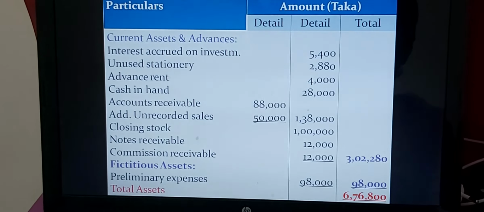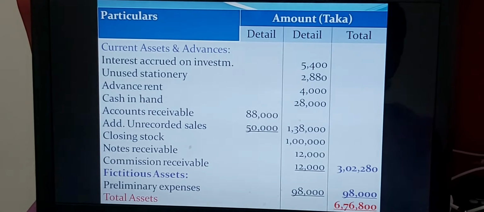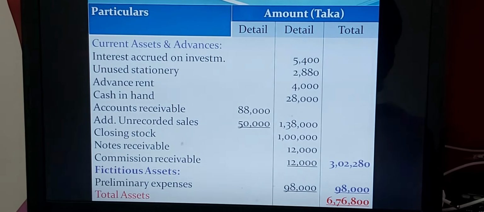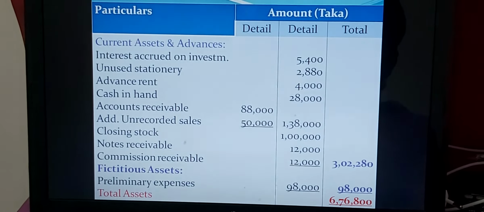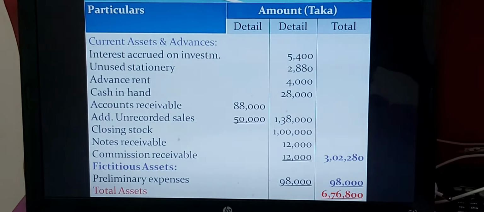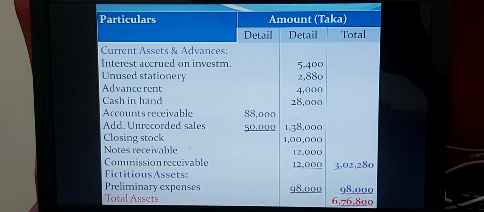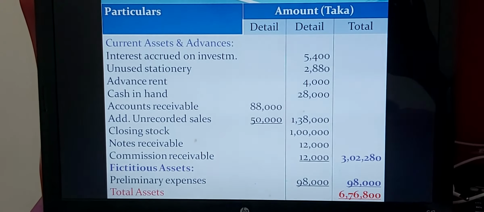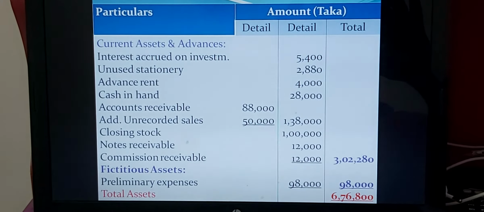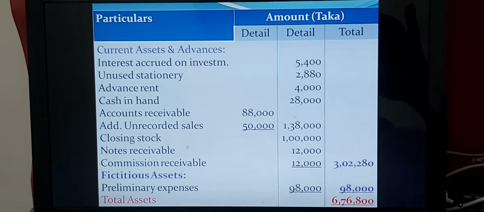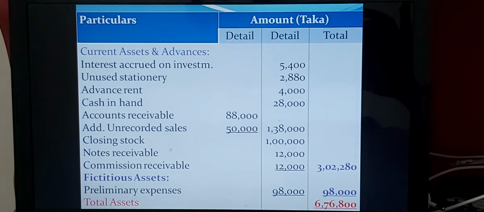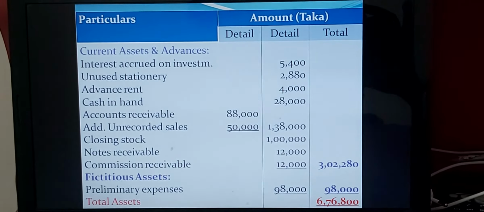Already 3 heads of assets are completed. Another head is available. This is the item of fictitious asset. From SSC level, this item is known as other asset, but its alternative name is expenses not yet expired. In this math, I have written fictitious asset. One item is available in this math, preliminary expenses in trial balance 98,000. So you have to write it in middle column and go to third column or final column 98,000.